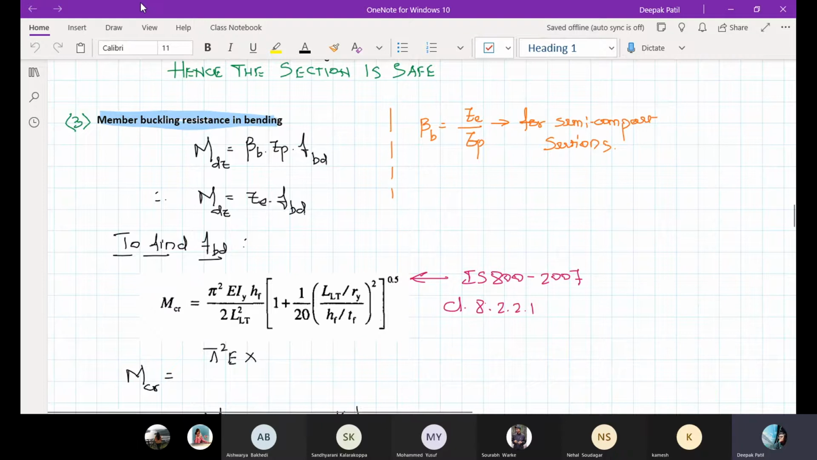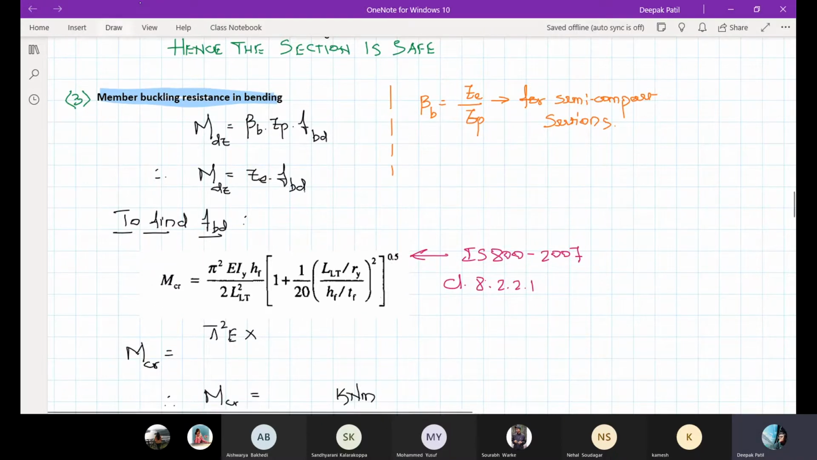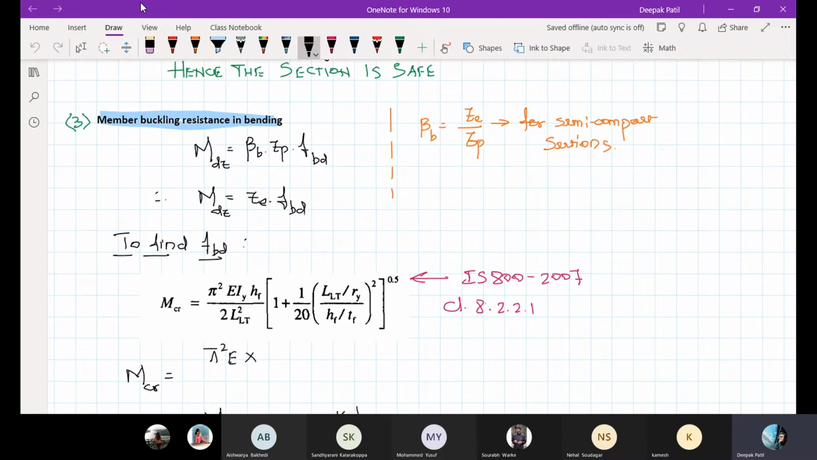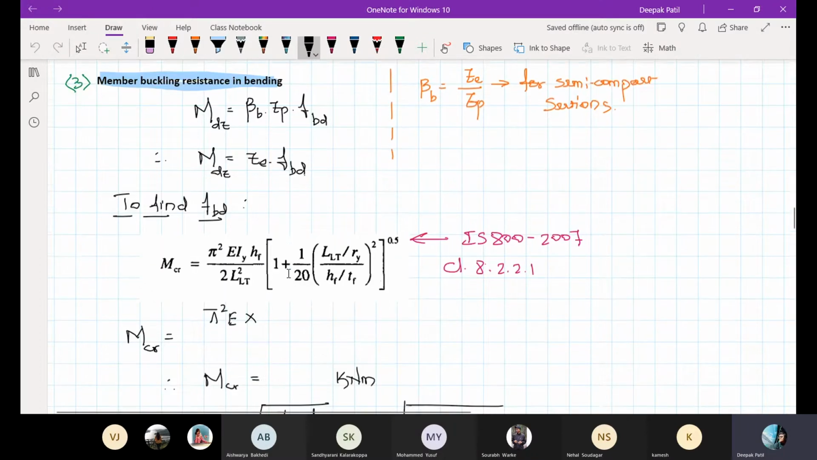Now the third check is for the member buckling resistance in bending, which is given as MdZ is equal to beta B Zp into FBD. And you know that beta B is equal to Zd divided by Zp for the semi-compact sections. So this formula reduces to MdZ is equal to Zd times FBD. Now we have to find FBD. To do that, I first need to calculate the elastic critical moment, which is given by this formula from clause 8.2.2.1 of IS 800 2007.